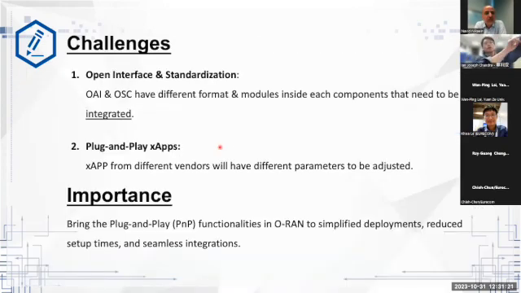So the challenge for the integration part is how we can manage the open interface and the standardization, since OAI and OSC have some different data formats, and we need to sync the data from, for example, FlexRIC and from the OSC RIC. The second one is how we can have plug-and-play xApps, since xApps will be handled by different vendors. Each vendor will also have different parameters, and we need to adjust them. The importance of bringing plug-and-play functionality to O-RAN is to simplify deployment, reduce setup times, and enable seamless integration.